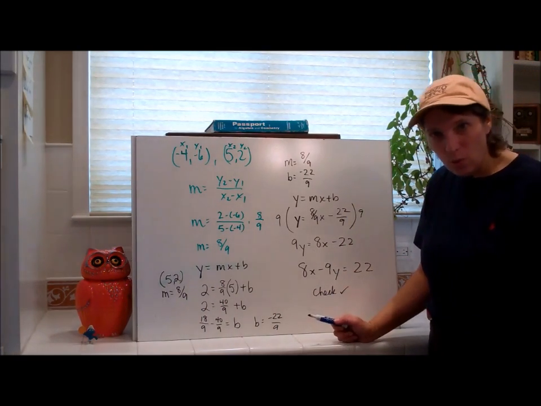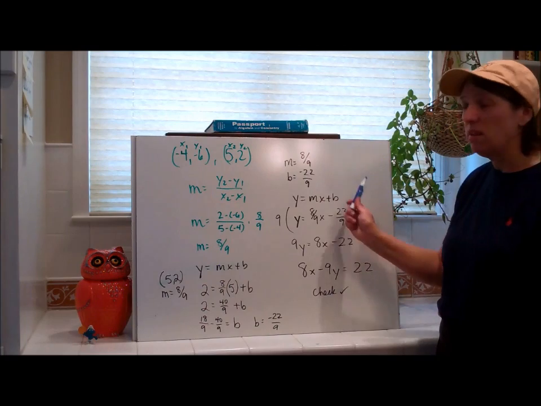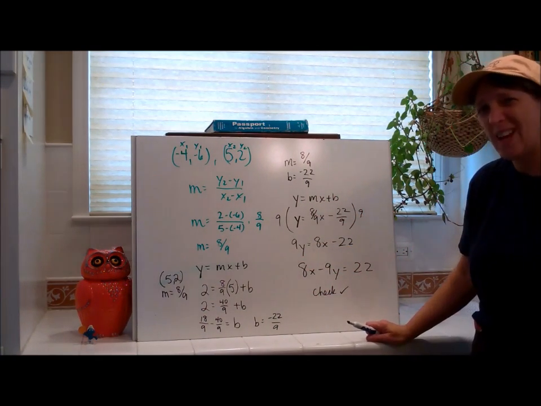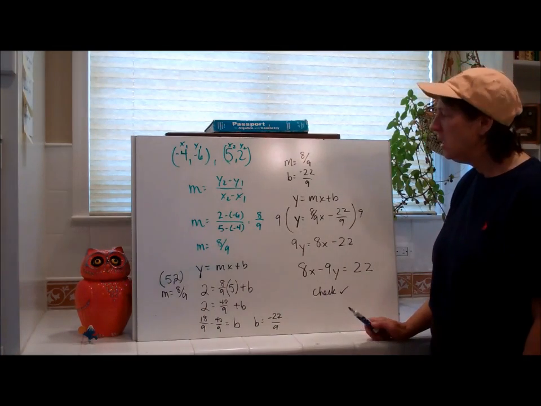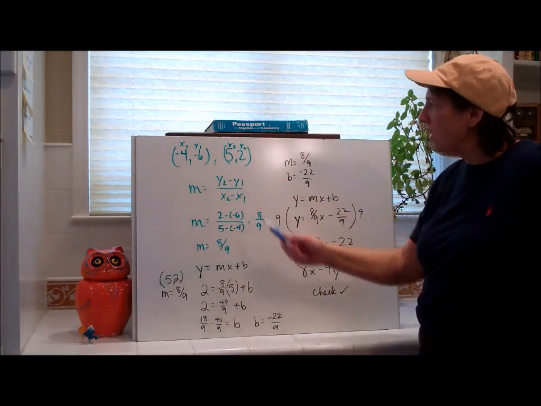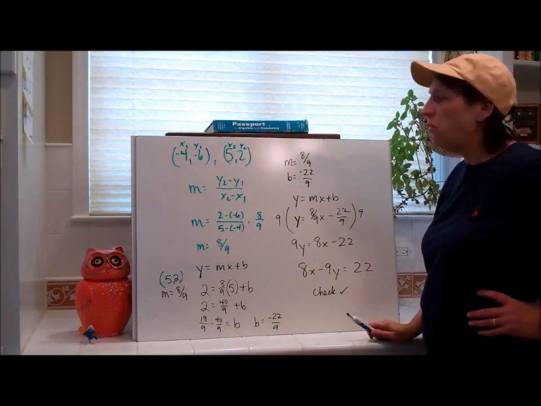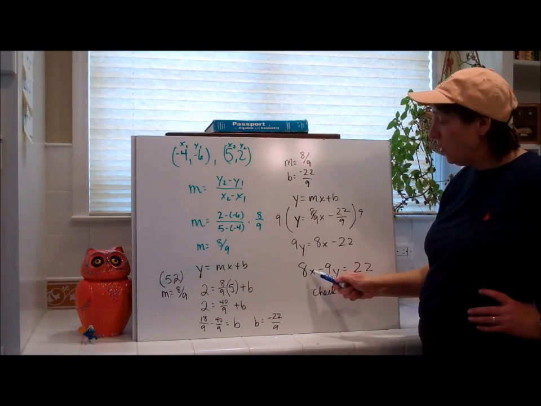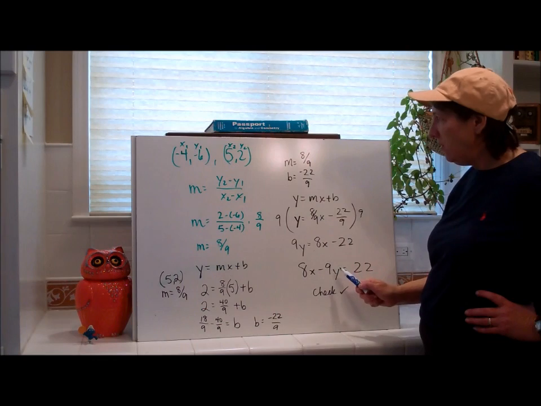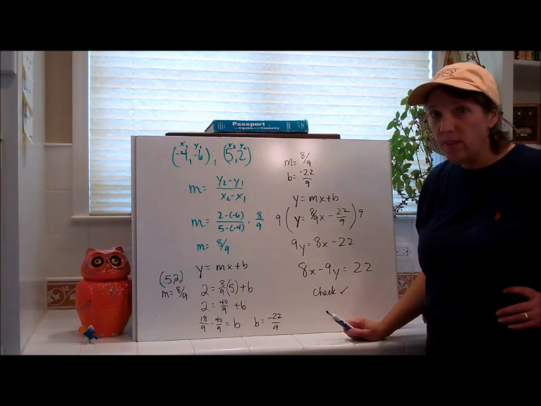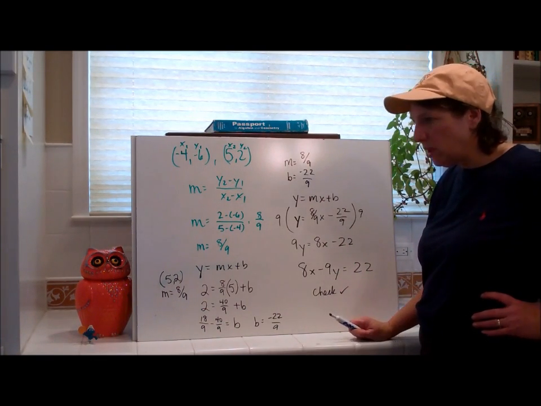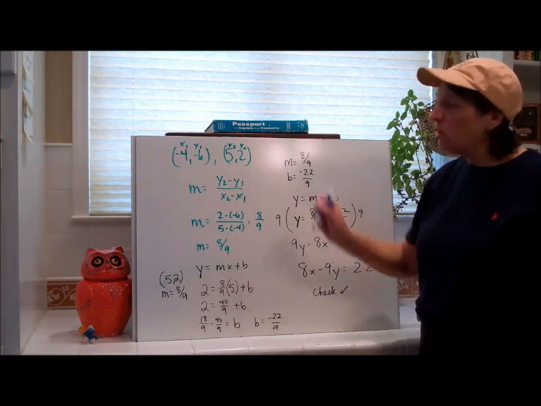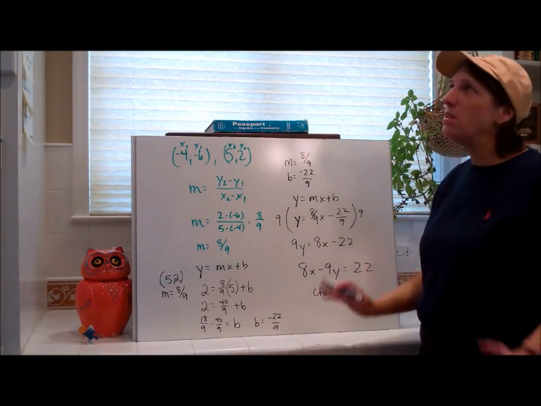Now, to be sure that I didn't make any mistakes, because that's a lot of work, that problem's worth quite a bit of points. I hope you can see it's 8 to 10 points on a test. I'm going to go back and plug these in. Well, if x is negative 4 and y is negative 6, 8 times negative 4 is negative 32. Negative 9 times negative 6 is 54. Negative 32 plus 54 is 22. Great, check.